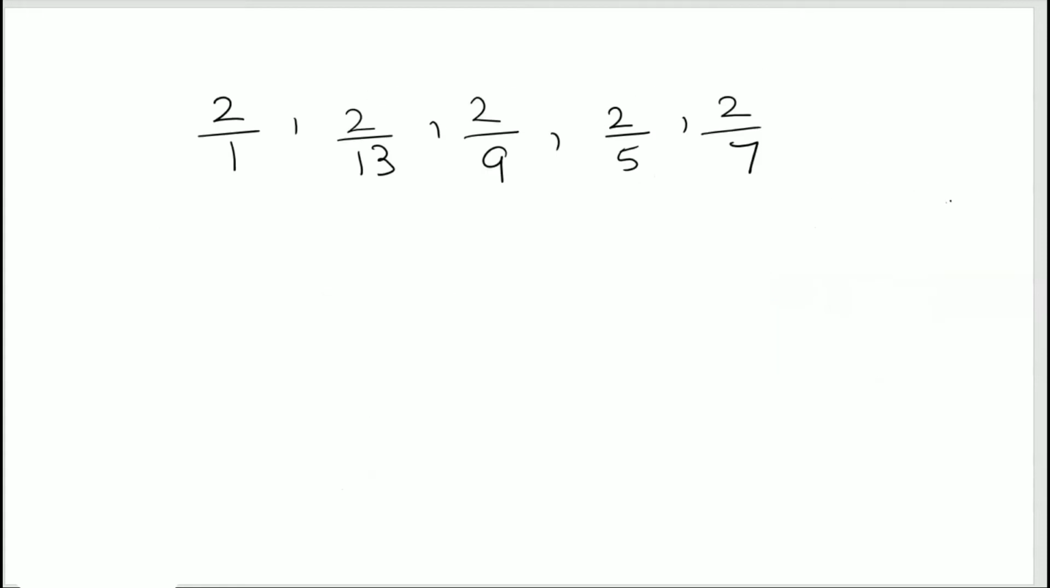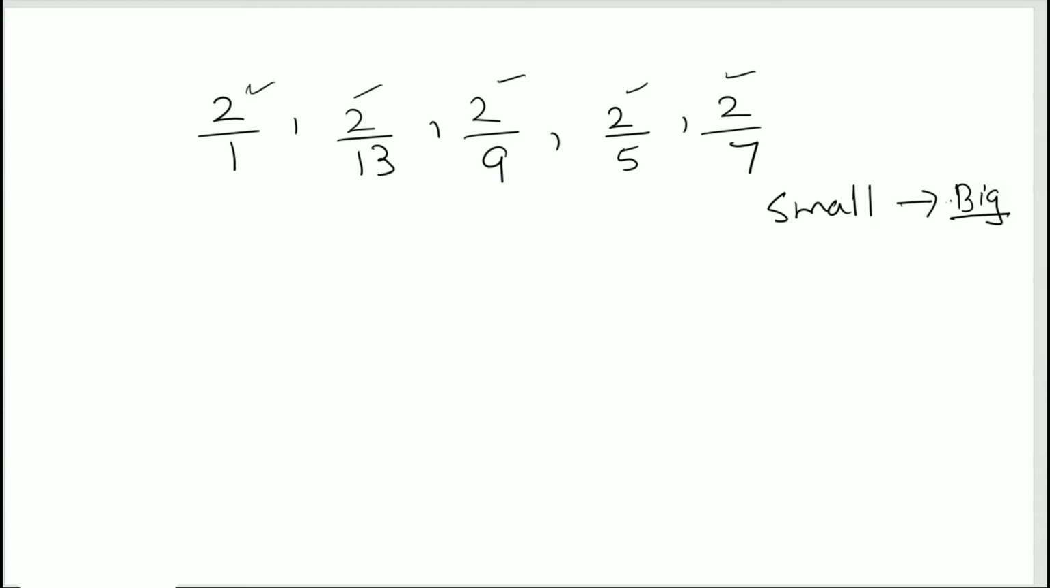Let us arrange these fractions in increasing order. Increasing order means the smallest fraction would be first and the greatest fraction would be at the end. So it's small to big, right? The denominators are all different, so these are unlike fractions. And the numerators are all same. See, it's 2, 2, 2, 2, 2. So we know that when the numerator is same of two fractions, the fraction with the smaller denominator is the greater fraction, right?